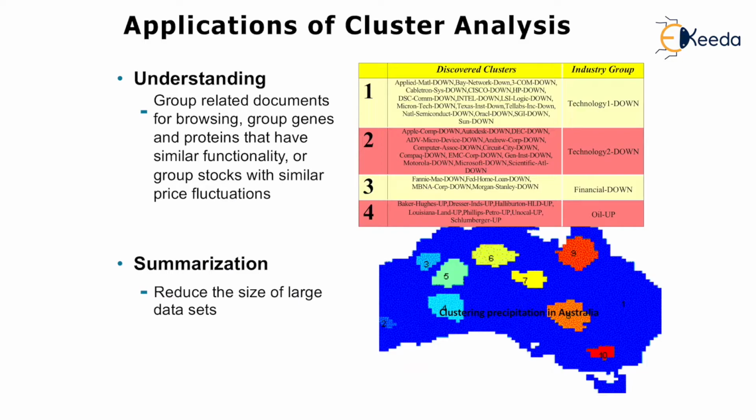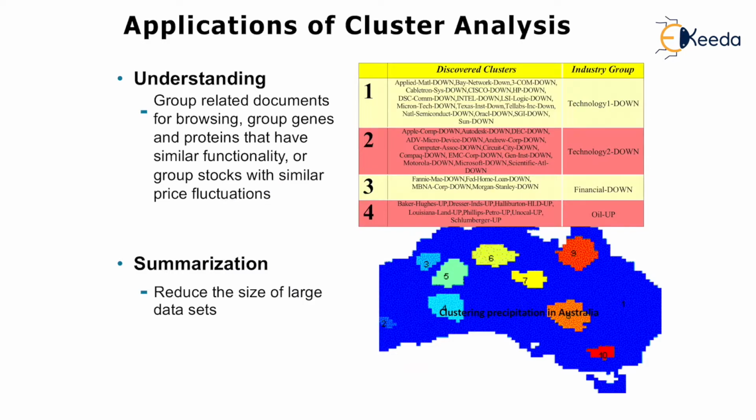Applications of cluster analysis. First is understanding: group related documents for browsing, group genes and proteins that have similar functionality, or group stocks with similar price fluctuations. Second is summarization: reduce the size of a large data set. With the help of clustering we can get a small data set and work on that. If that works positively, then we can go for further clusters also and check our prediction.